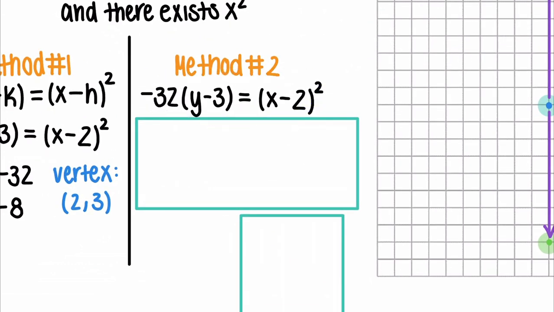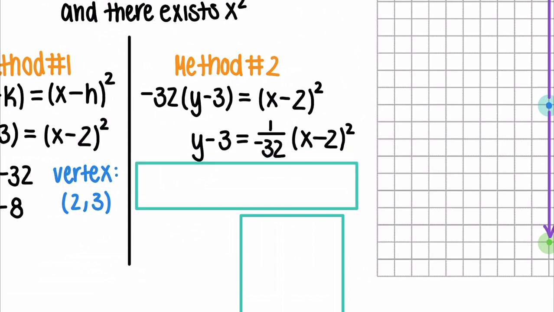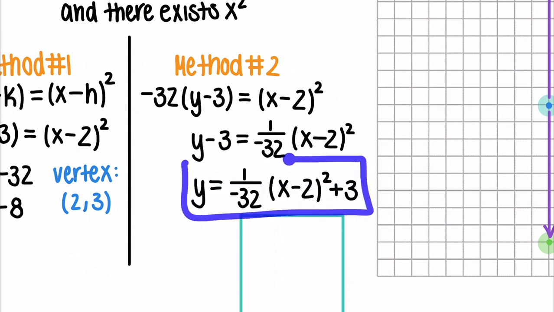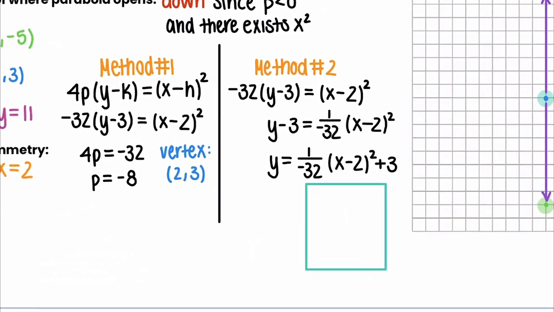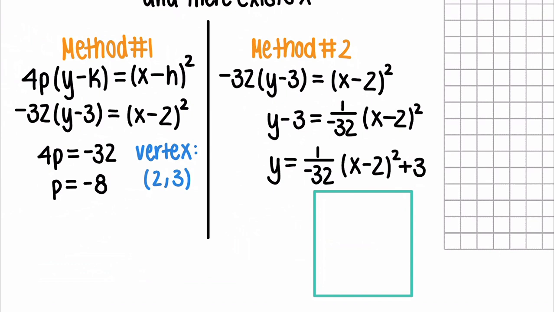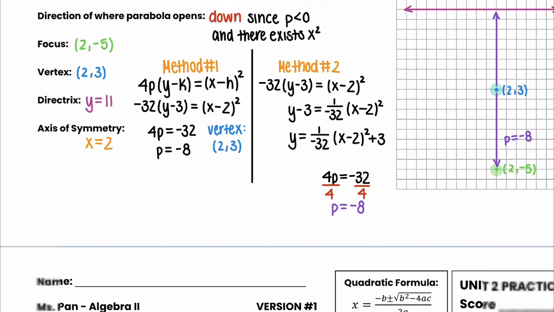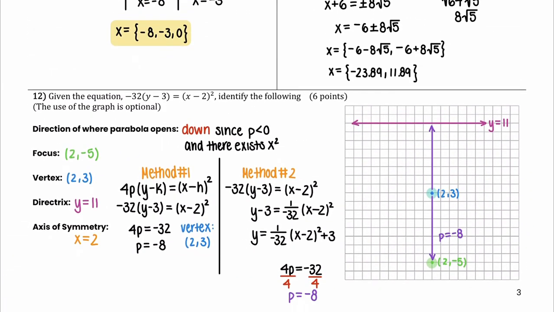Okay, so that's one way of approaching it, or we can look at method number 2, which is to rewrite this into vertex form, if that's something you're more familiar with. What we can do is multiply both sides of the equation by 1 over -32. That gives us y minus 3 equals 1 over -32 times x minus 2 squared. Then we're going to add 3 on both sides to give us our vertex form right here. Regardless, we get the same exact information. We see the vertex is 2, 3, and we see that this is 1 over 4p, also telling us the value of p. So either method is perfectly fine.